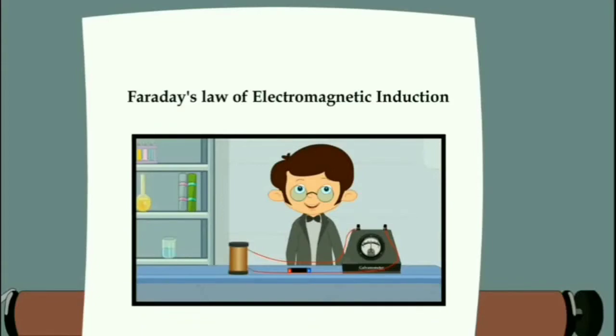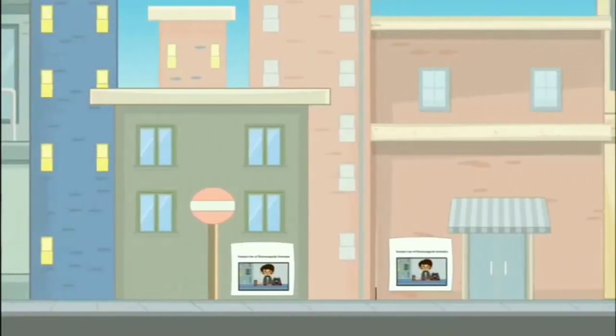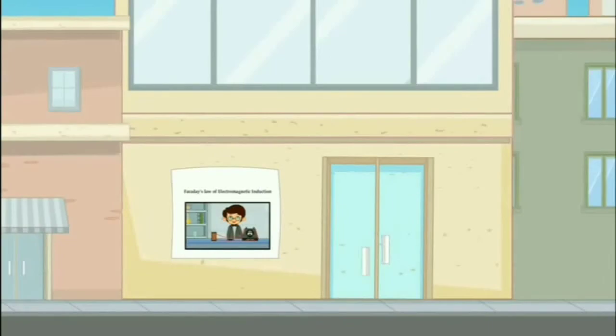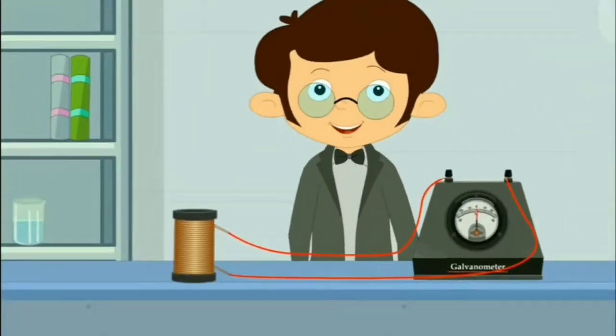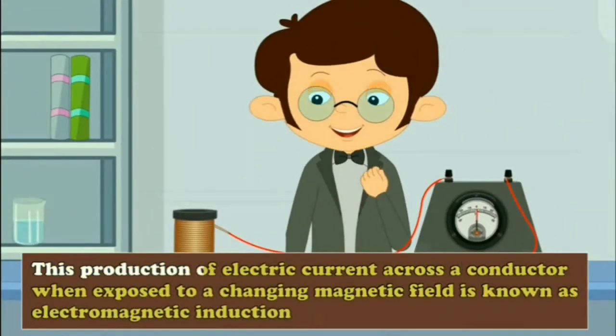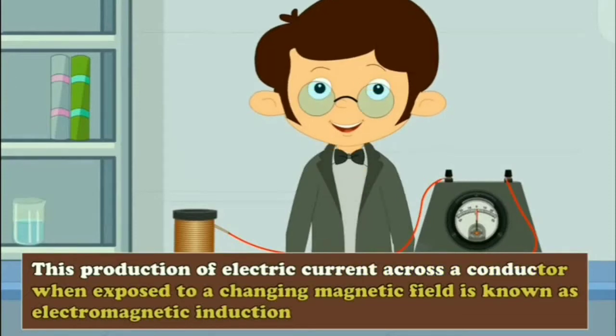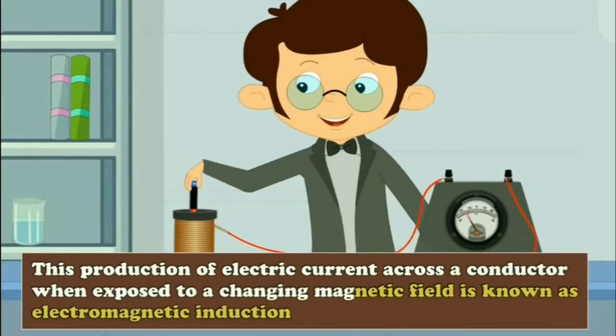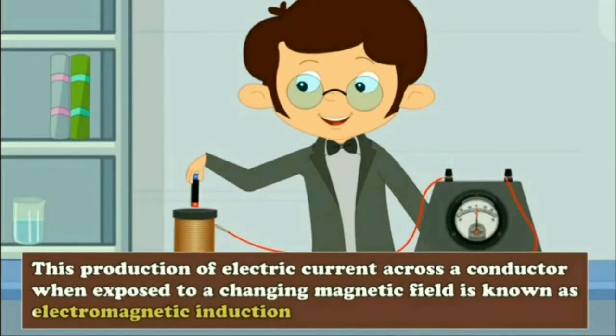So, these observations were collectively known as Faraday's laws of electromagnetic induction. This production of electric current across a conductor when exposed to a changing magnetic field is known as electromagnetic induction.